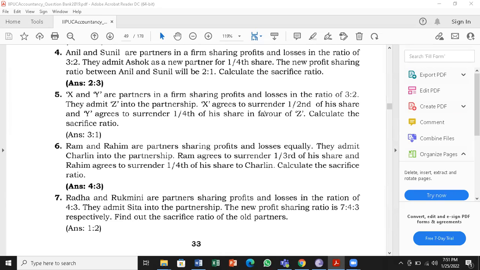So they are given here how much each partner sacrifices or surrenders to the new partner. X agrees to surrender 1/2 of his share, and Y agrees to surrender 1/4 of his share in favor of new partner Z. Calculate the sacrifice ratio. So underline here the word surrender. That is most important over here.